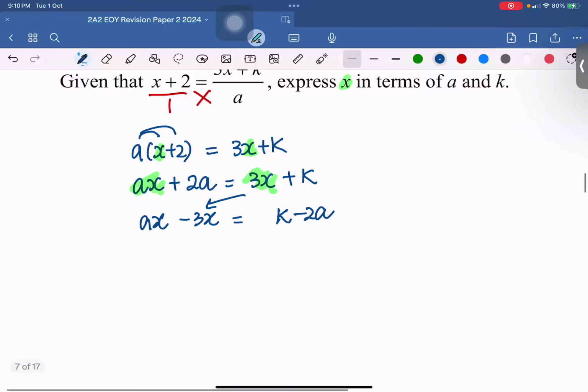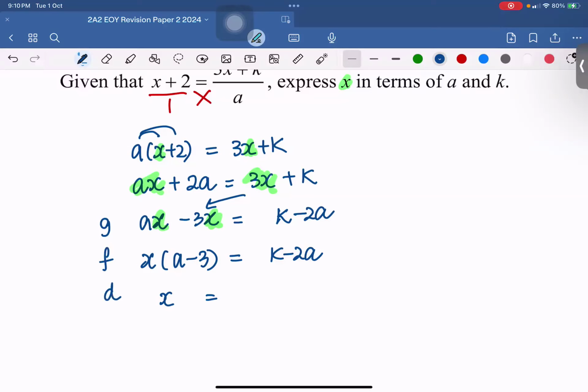Then what do I do next? I have x and x already. Take out x. Factorize. Yes, correct. Then a minus 3, then k minus 2a over a minus 3. Correct. Wow, Elvina, so smart. So group, factorize, divide. So x equals k minus 2a over a minus 3. Write the whole thing as the answer, please.